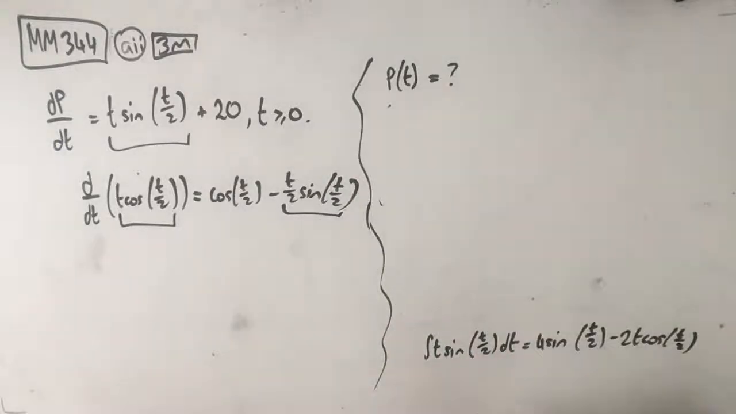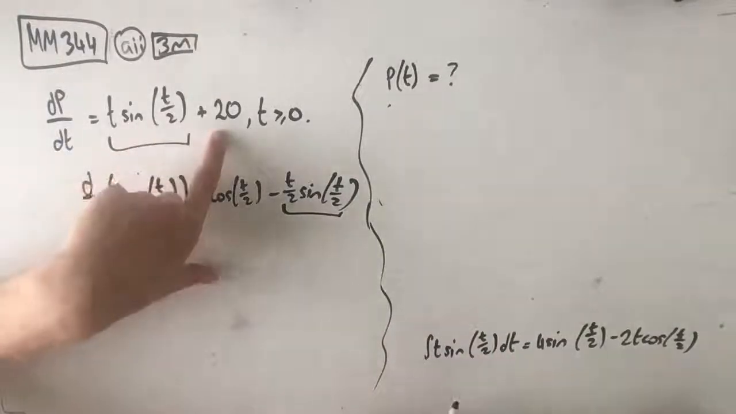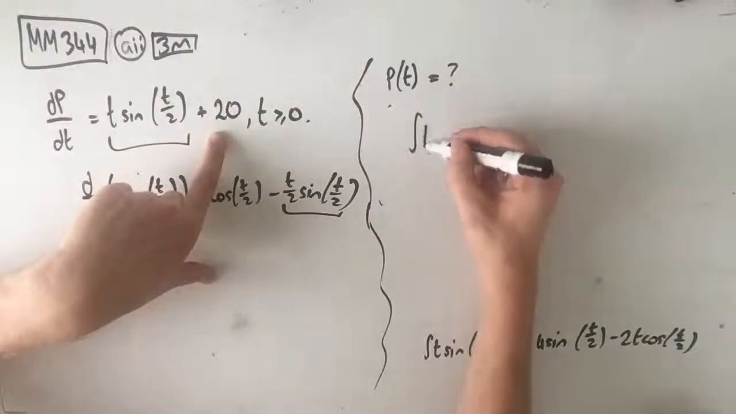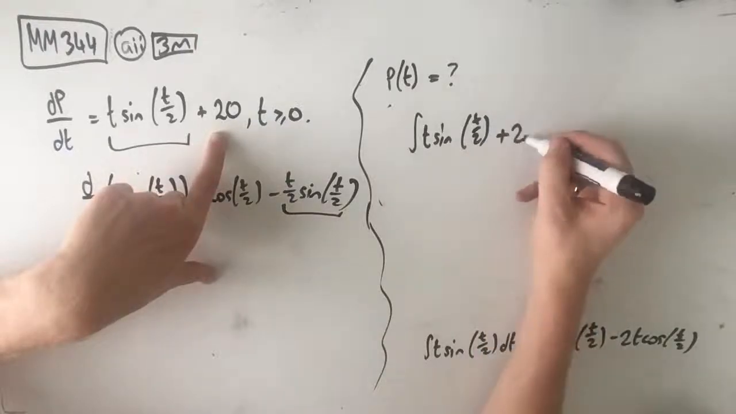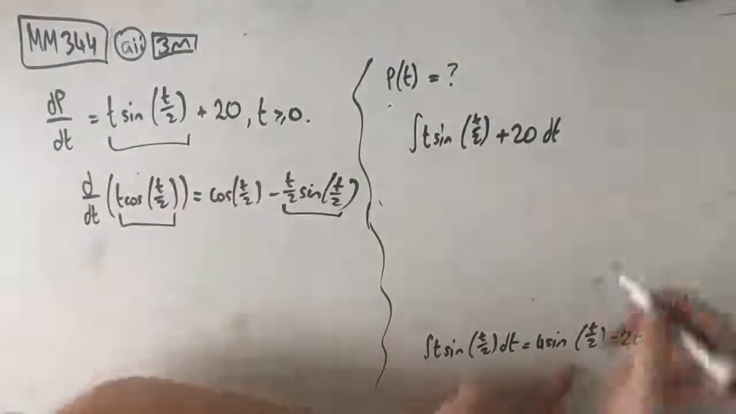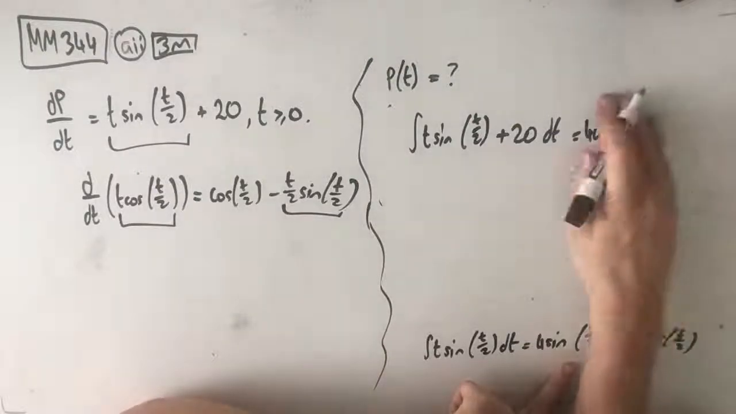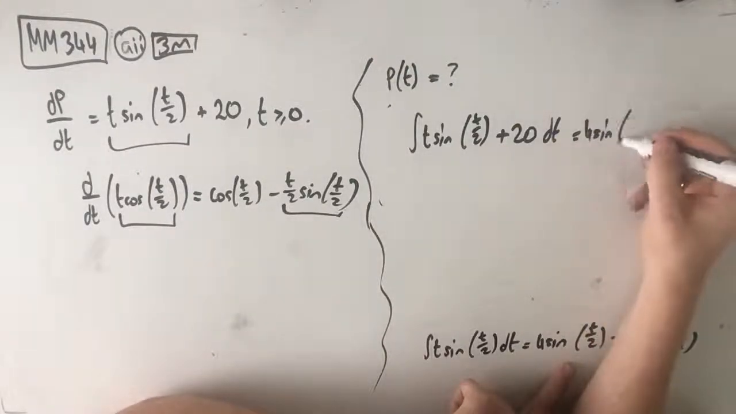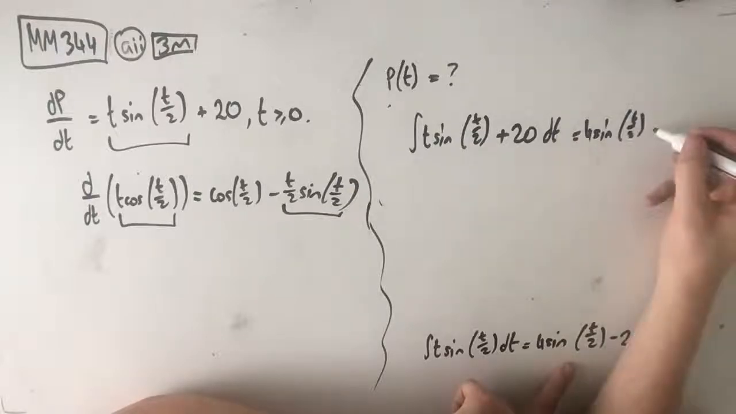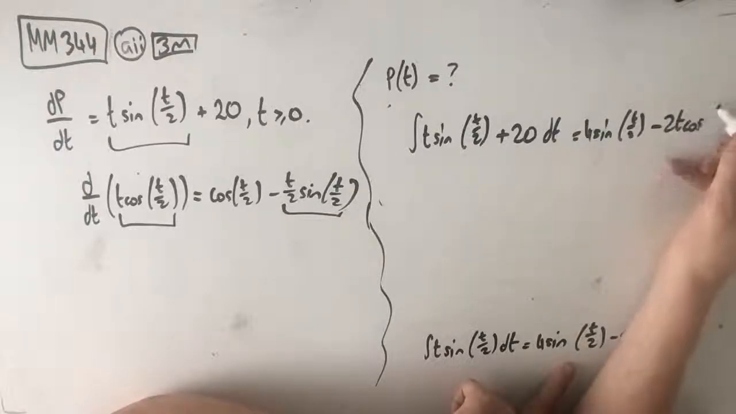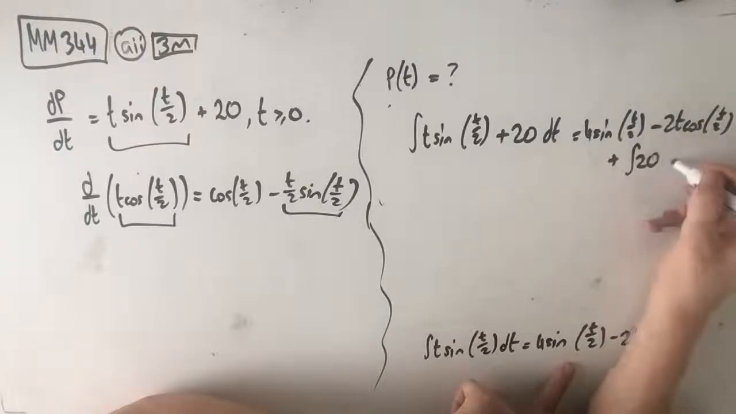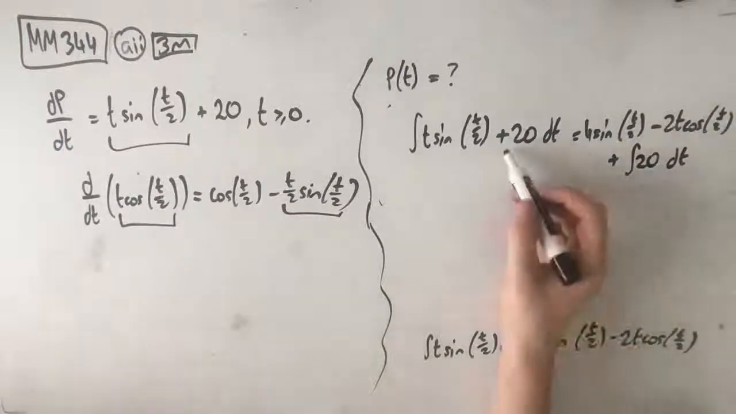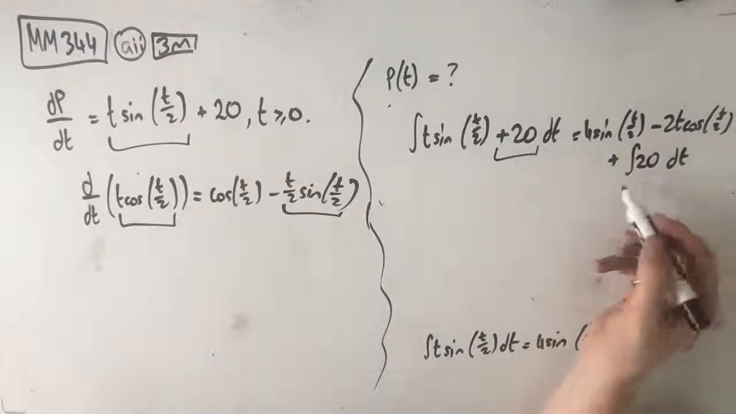Sweet. But we want t sine of t on 2 plus 20, right? We don't want just this, we want the plus 20 on the end as well. So what we're going to do is say that the integral of t sine t on 2 plus 20 dt is equal to this. So 4 sine of t on 2 minus 2t cos t on 2 plus the integral of 20 dt, right? Because what we've done here is we've added the integral of plus 20. So we have to do that to this side as well.